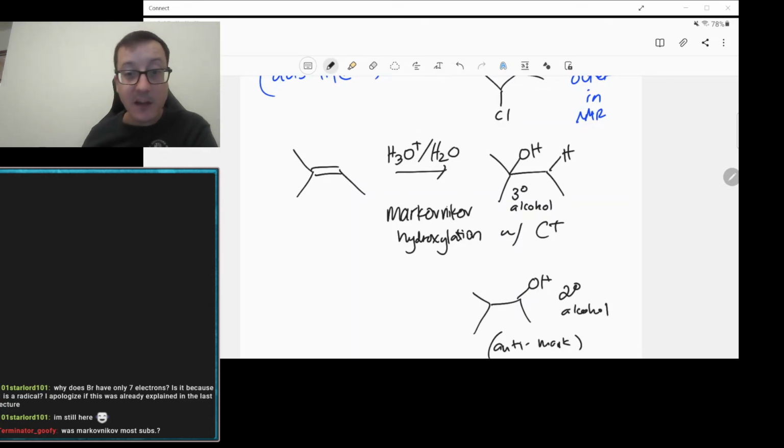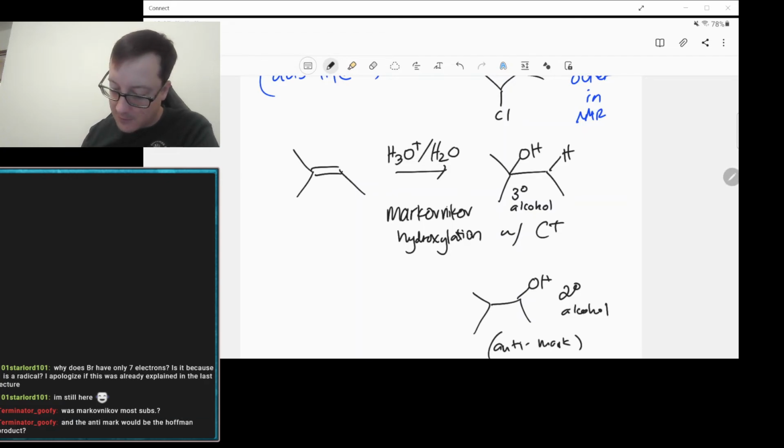And so we'll see reagents to do that as well. So yeah, Markovnikov is the more substituted side, gets your substituent. The rich side, the side that has more hydrogens, gets more hydrogens. So notice again, we have one hydrogen here, we have two hydrogens here.